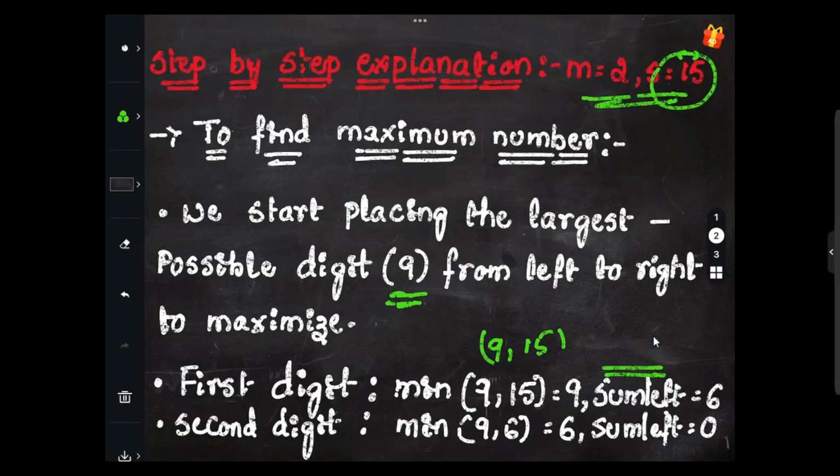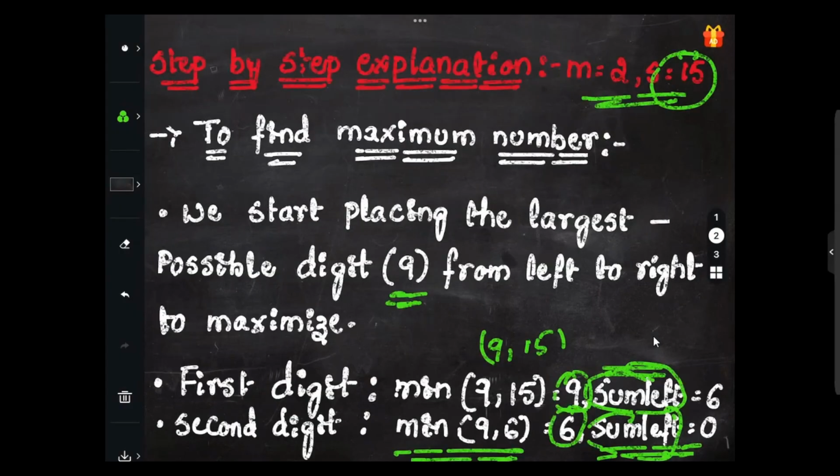Here sum left is nothing but 6. So for the second digit we will go with minimum of 9 comma 6, because we have got sum left 6 here. Instead of 15, we will be considering minimum of 9 comma 6, which is 6. Sum left is 0 in this case. We have got sum left 6 and sum left 0, and the minimum we have got here as 9 comma 6.